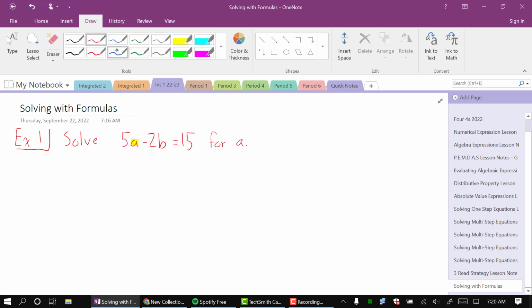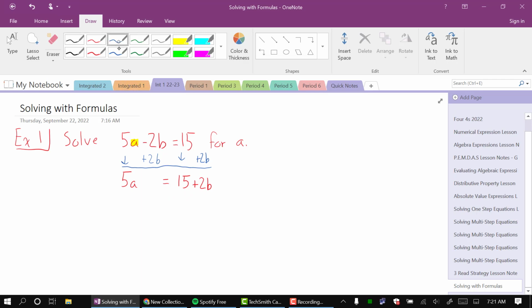So I'm going to start undoing whatever's happening to a. First, a is being multiplied by 5, and then it's being subtracted by 2b. So I'm going to start with adding 2b to both sides. Now I can't add 2b to 15 because this is a unit term, and this is a variable term. So that's why I put it off to the side. That leaves me with, on the left, 5a, and on the right, I have 15 plus 2b. As I said, this is a unit term and this is a variable term, so they're not like terms, so I cannot put them together.